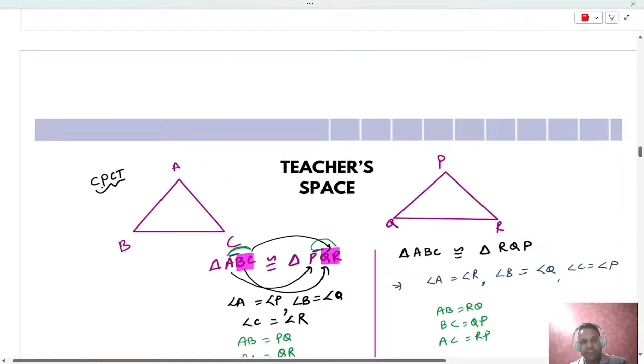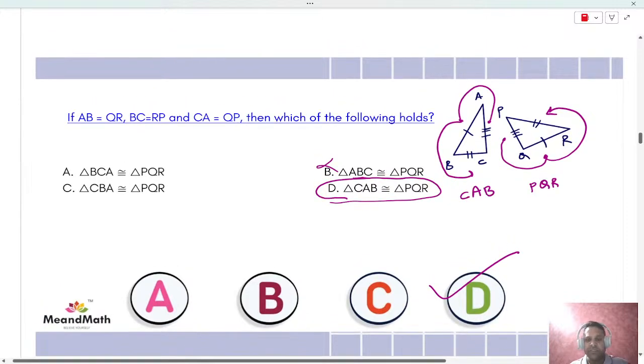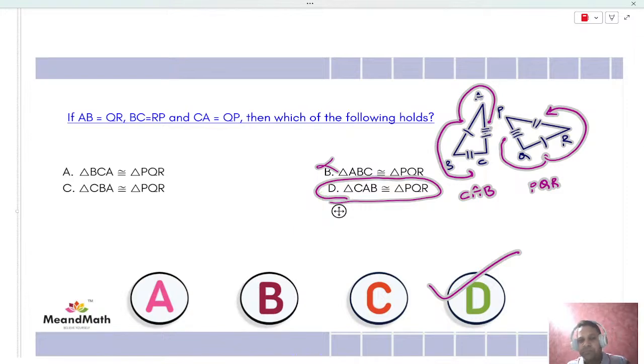So in this question, again we come to the question: triangle CAB is congruent with triangle PQR is the correct part. Now I hope this point is clear to everyone. We will move to the next question after that.